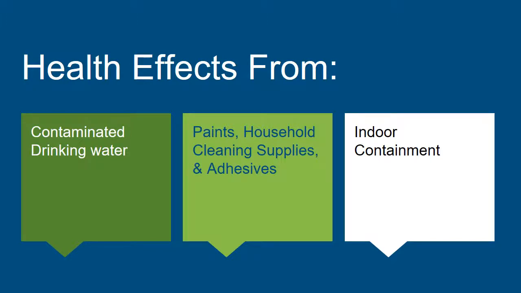Health effects from contaminated drinking water, paints, household cleaning supplies and adhesives, and indoor contaminants are nervous system effects, lung damage, coma, abnormal heartbeat, liver destruction, and potentially can lead to death. One of the most common ways for it to spread is through paint, household cleaning products, and adhesives. Higher concentrations are seen when contained indoors versus outdoors.